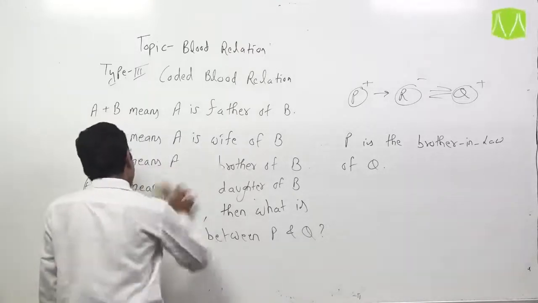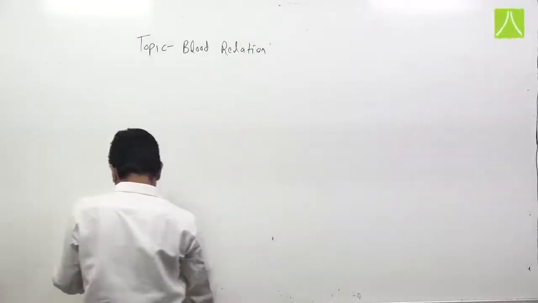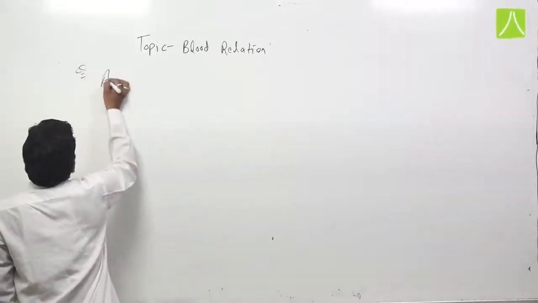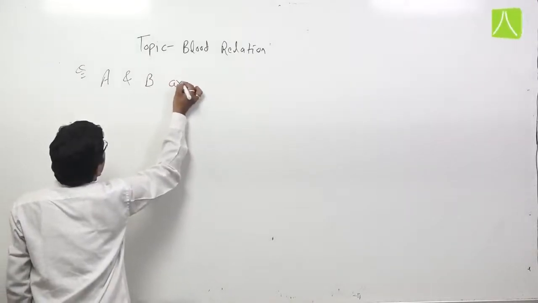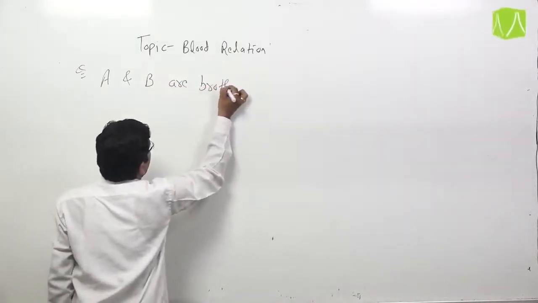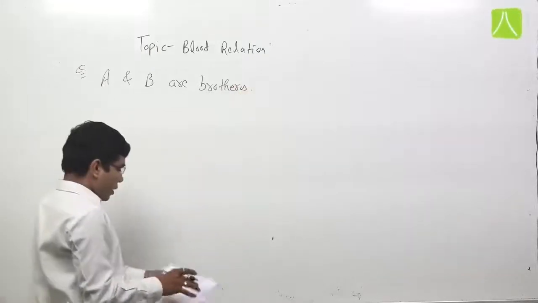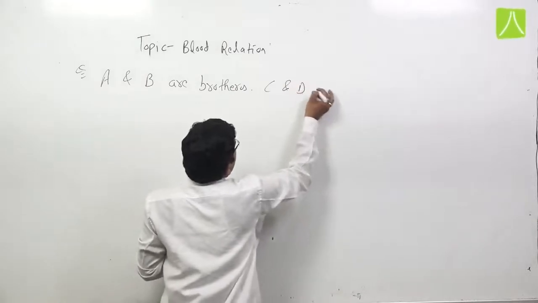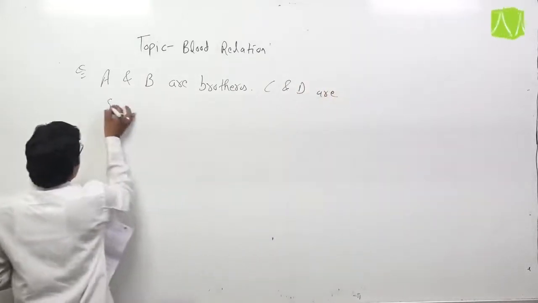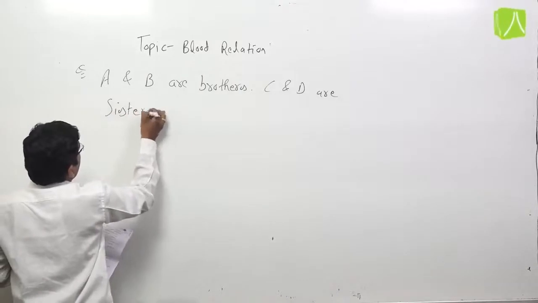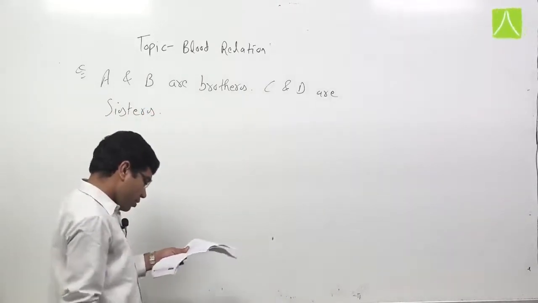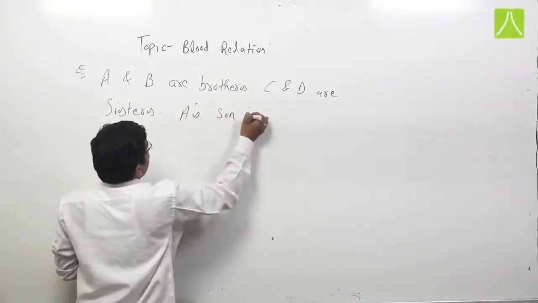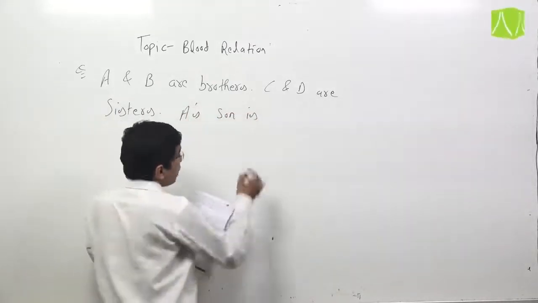Now take further mixed examples. Question is, A and B are brothers. C and D are sisters. A's son is D's brother.